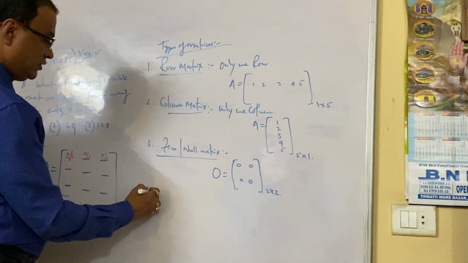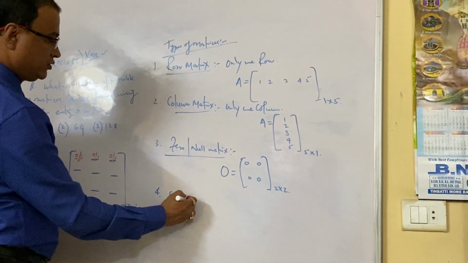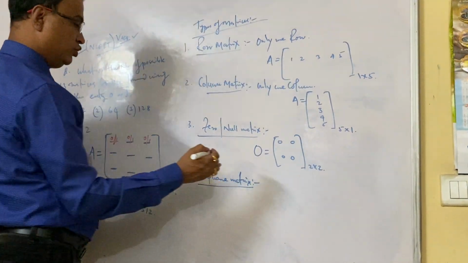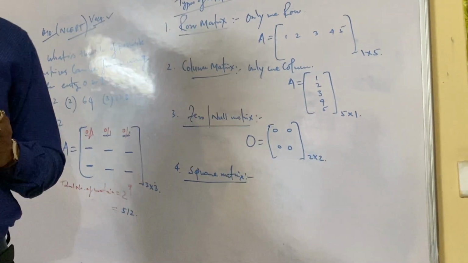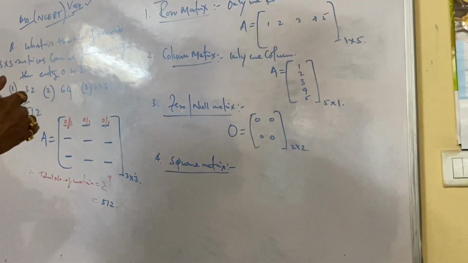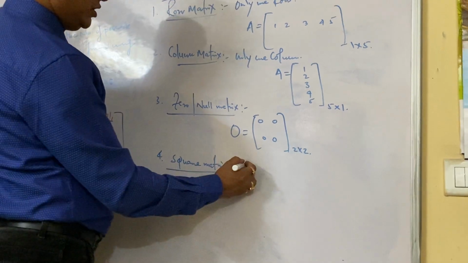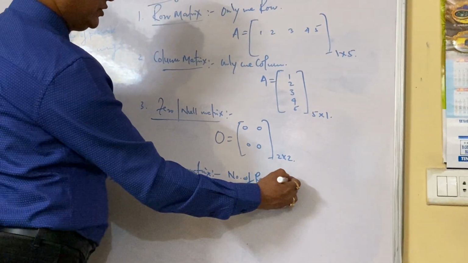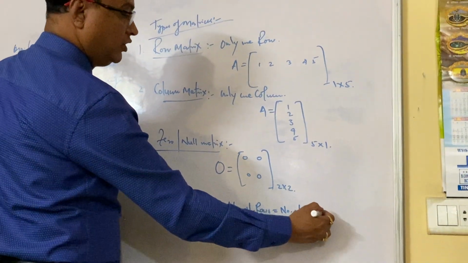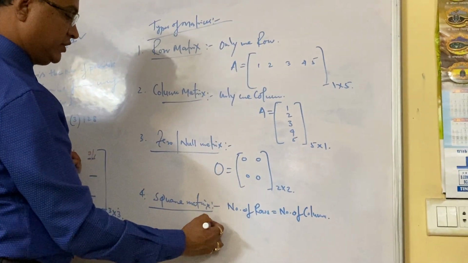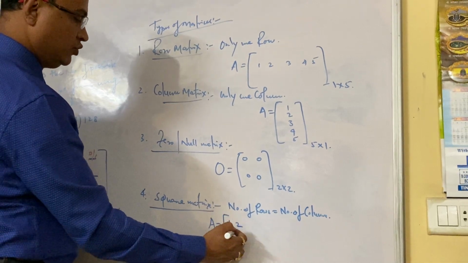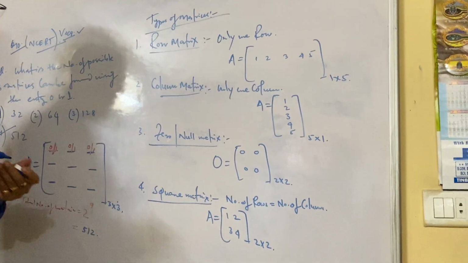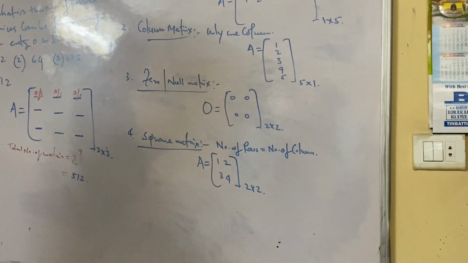Number 4, we have a square matrix. A square, as you know, is a geometrical figure in which length is equal to breadth. Similarly, a square matrix is a matrix in which number of rows is equal to number of columns. If A is a matrix having, suppose, 2 rows and 2 columns, this is one simple example of a square matrix.